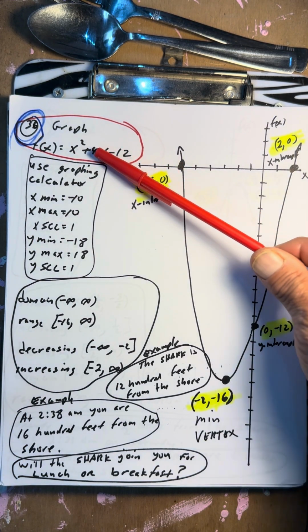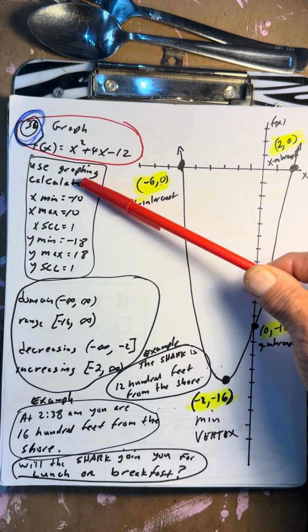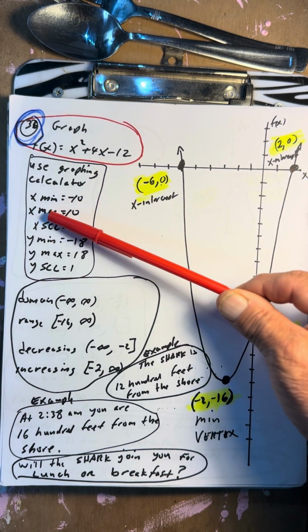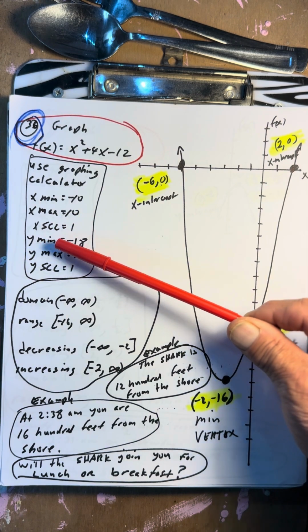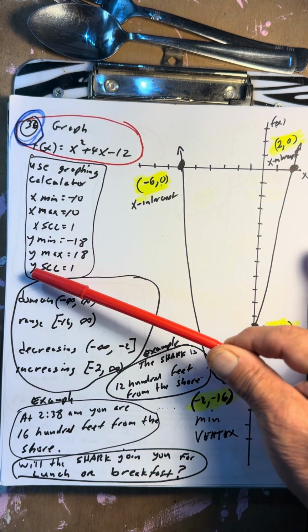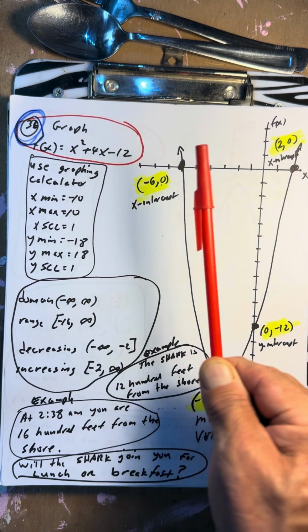Same thing, graphing calculator, graph. Use it in the calculator: x squared plus 4x minus 12. Use the graphing calculator. X min is negative 10. X max is 10. X scale is 1. Y min negative 18. Y max is 18. Y scale is 1.